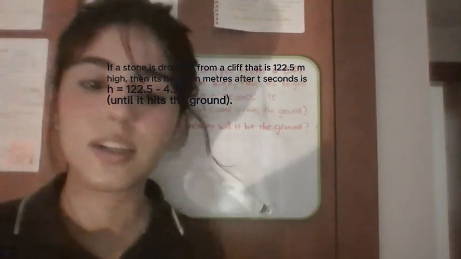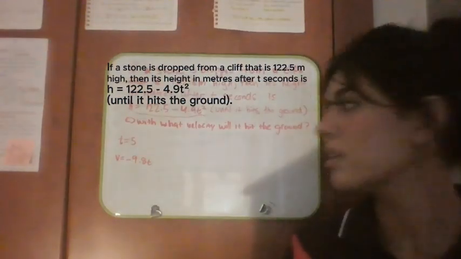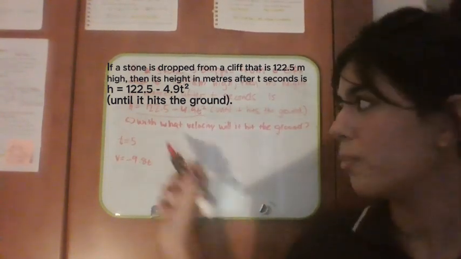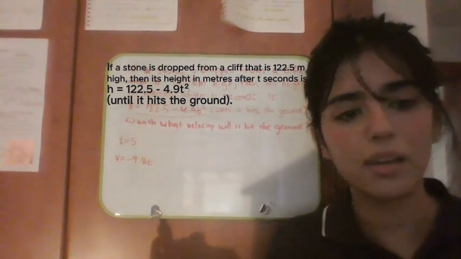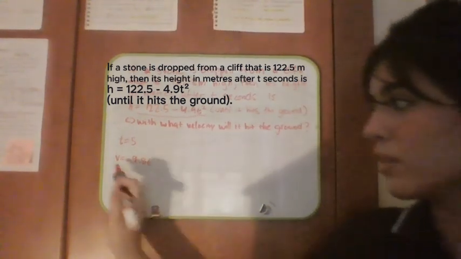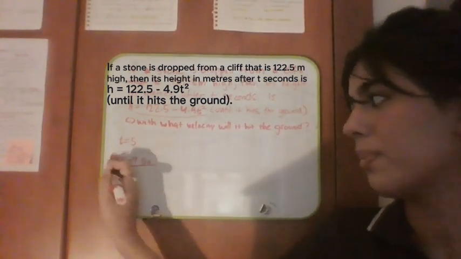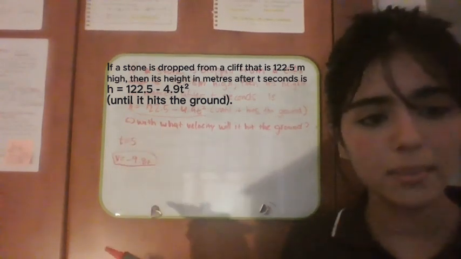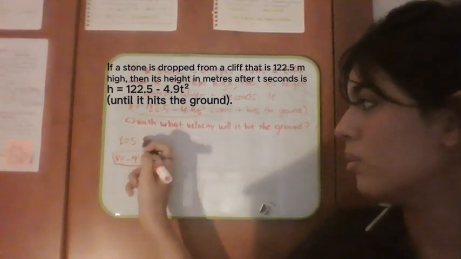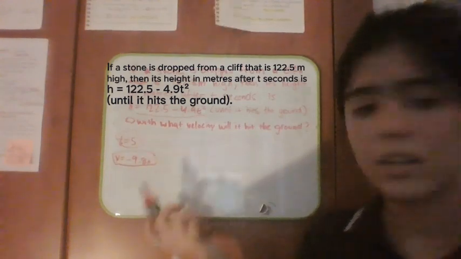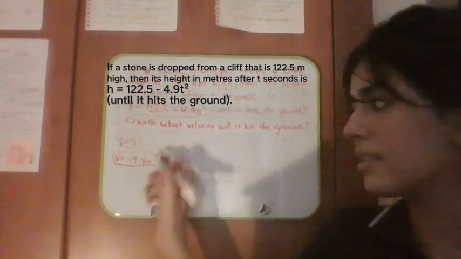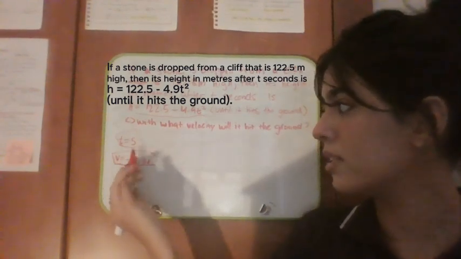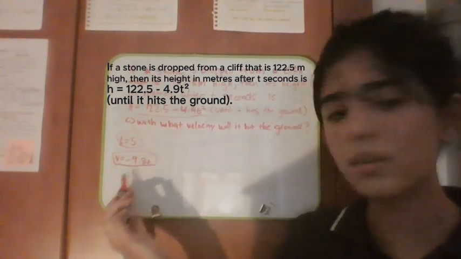Okay guys, so here is part C of the question. It's saying, with what velocity will it hit the ground? So part C is just dependent on part A and part B, because in part A, you found the equation for the velocity, which is negative 9.8 t, and you found out at what time the stone will hit the ground, and that was at t equals 5. Now, can you find the velocity? Because you basically have everything you need. All you need to do is just plug t as 5, and you'll find the velocity of when the stone hits the ground.